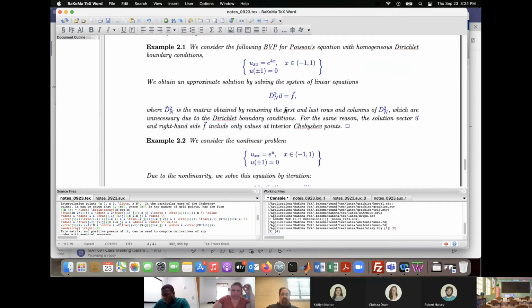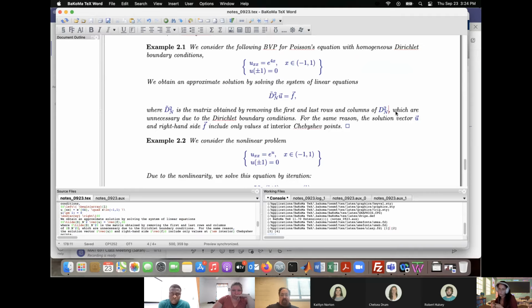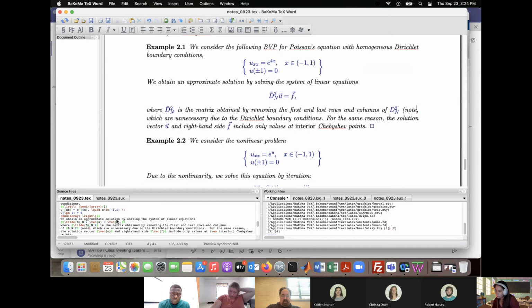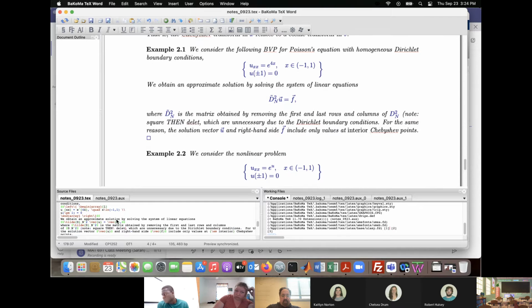And then I remove the first and last rows and columns. The reason is that the first and last rows and columns correspond to the boundary points. But on the boundary, I already know the solution. It's 0. So we don't need those. But I want to emphasize here, you square the matrix first, then delete those first and last rows and columns. If you go the other way, you're going to get a very inaccurate approximation.